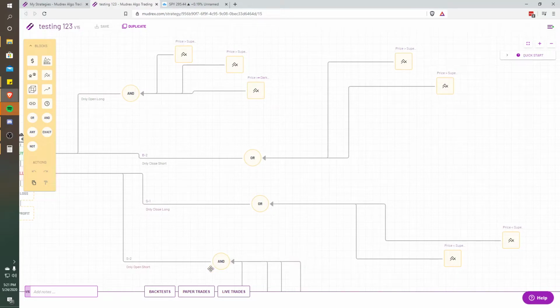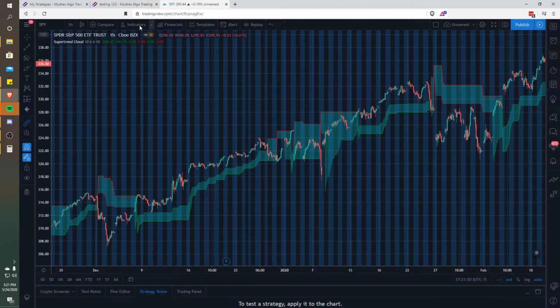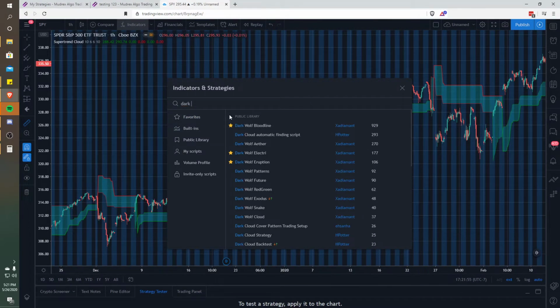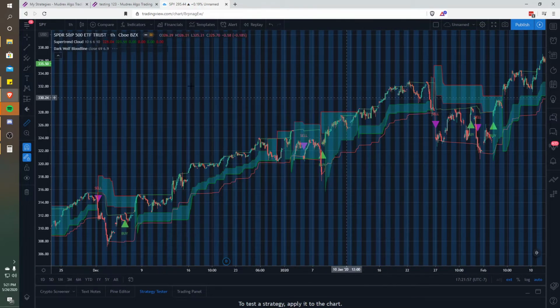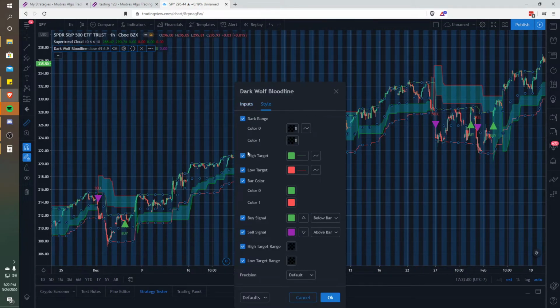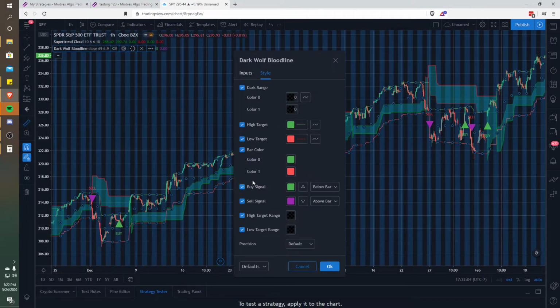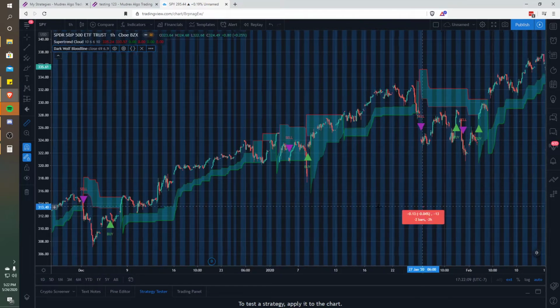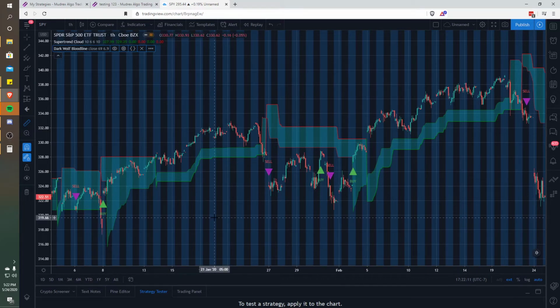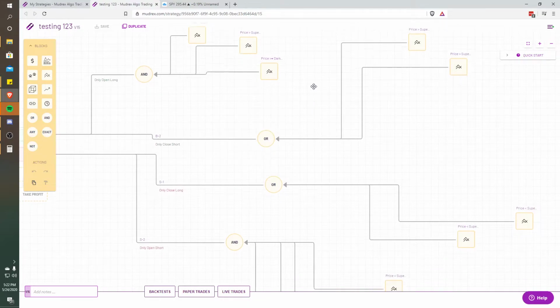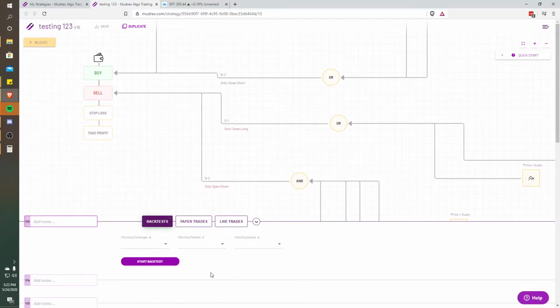So here's a little bit more advanced version where I just added a Dark Wolf indicator, which is a very edgy name, but it was made by some other dude. Dark Wolf Bloodline, and I just use his, let me get rid of the bands, buy and sell signals. I just use his buy and sell signals along with Supertrend. So just by doing so, you get a better result here.